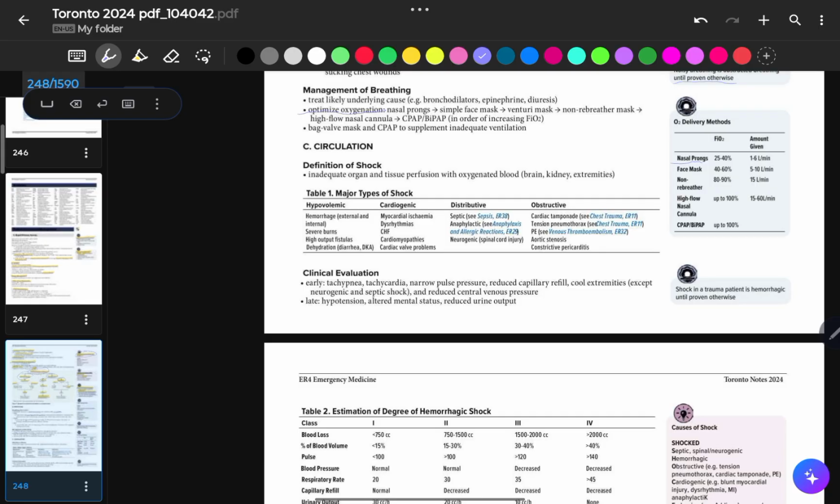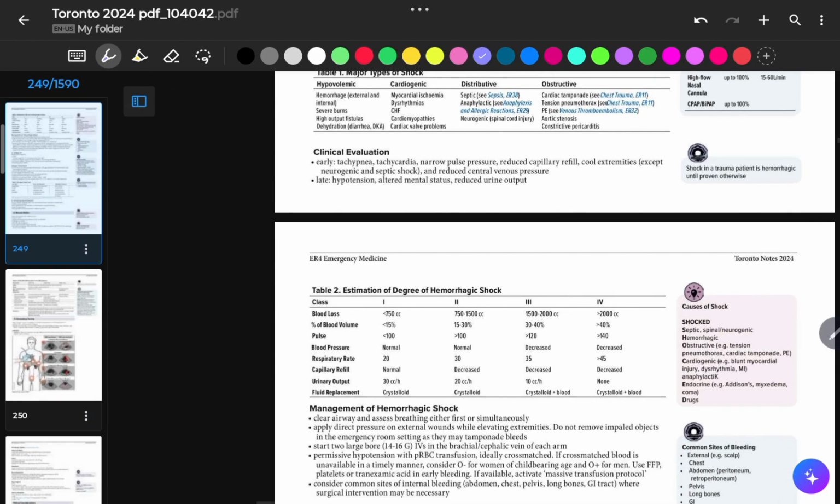Then you have distributive shock that are mostly septic, anaphylactic, and the next one is your neurogenic, your spinal cord injury that falls under distributive shock. Obstructive shock, it's your cardiac tamponade, your tension pneumothorax, your pulmonary embolism, your aortic stenosis, your constrictive pericarditis.